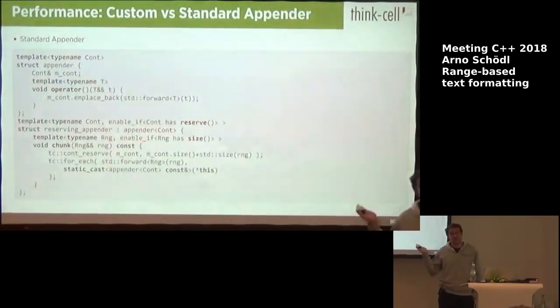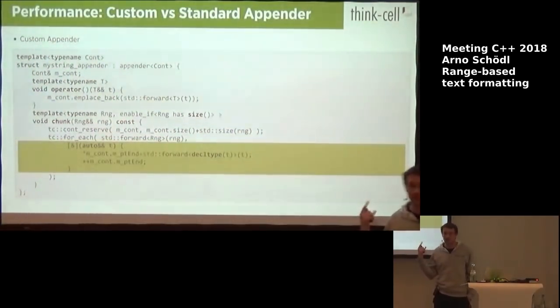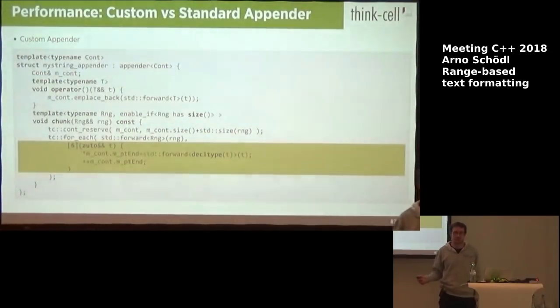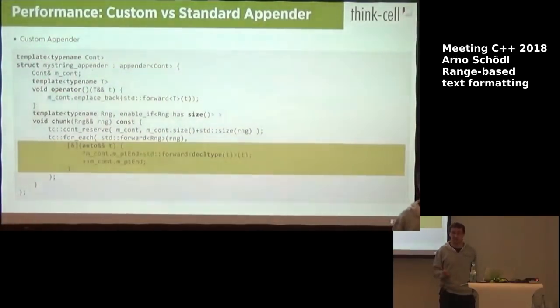Well, once we've done the reserve, we know that our string has a certain size. We don't really need to check anymore whether we reach the end of our allocated memory. emplace_back has to check each and every time. So we change the appender to just say, okay, when you run the for_each, after you've just done the reserve, we simply fill that stuff into the available memory. We just do pointer filling.